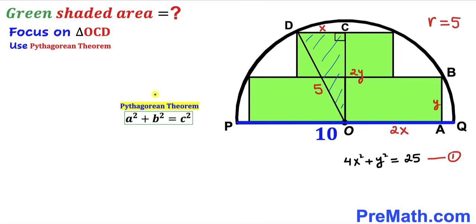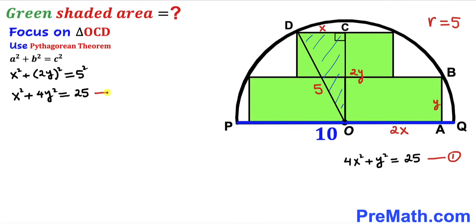Now we apply the Pythagorean theorem on this triangle as well: a squared plus b squared equals c squared. Our hypotenuse is 5, and the two legs are x and 2y. Filling in the blanks, we get x squared plus (2y) squared equals 5 squared. I'm going to label this equation number 2.